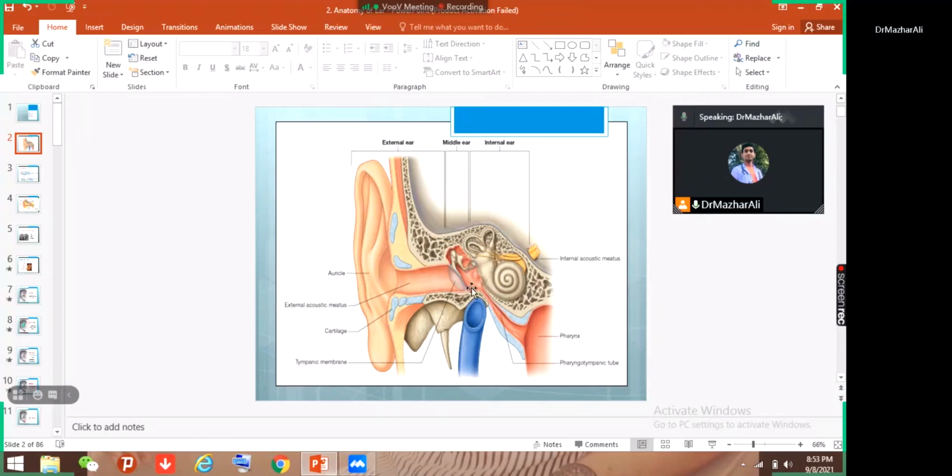And this is the eustachian tube. The eustachian tube makes a connection between the pharynx and the tympanic cavity. So this eustachian tube makes a connection between the middle ear and the nasopharynx.